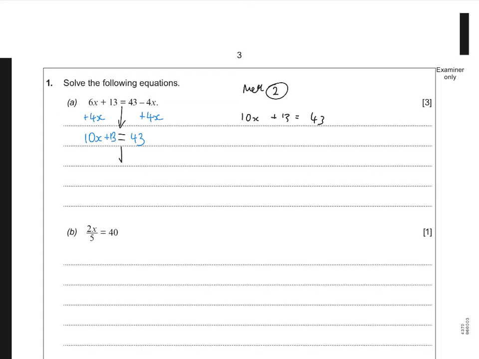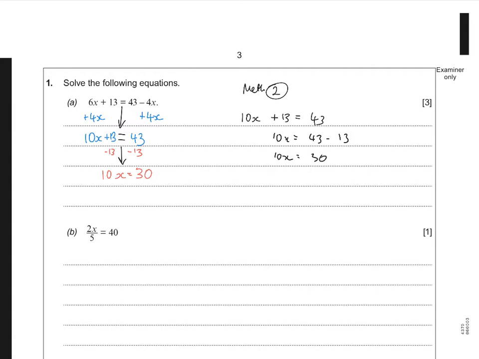The next thing I'm going to do now is I'm going to get rid of this plus 13. So to get rid of it, I'm going to take away 13, but I've got to do that to both sides. So that tells me 10x is equal to 30. Whereas if I did it over here, I'd say take the plus 13 over to the other side, so it's going to become 10x equals 30. Okay? Or if I was to write the full solution, maybe I could say 10x equals 43, take away 13. Okay? So that would give me 10x equals 30.